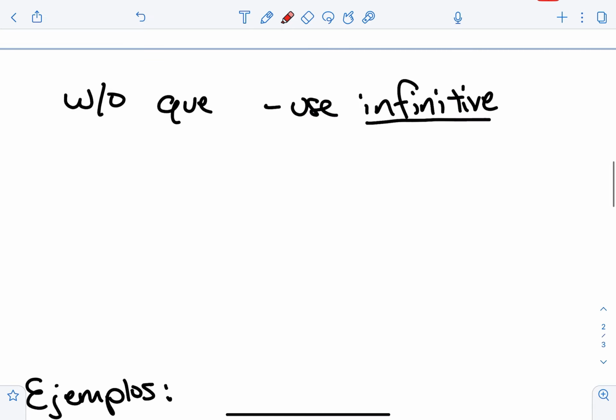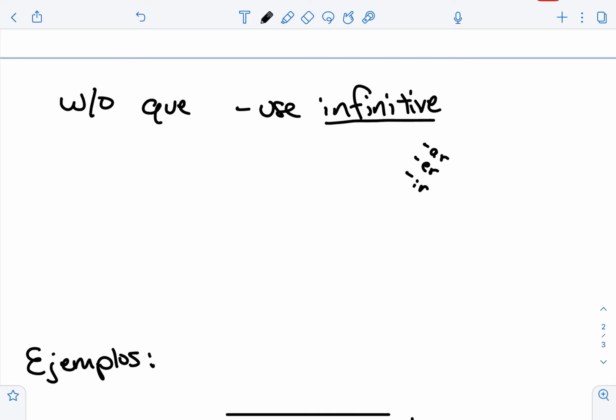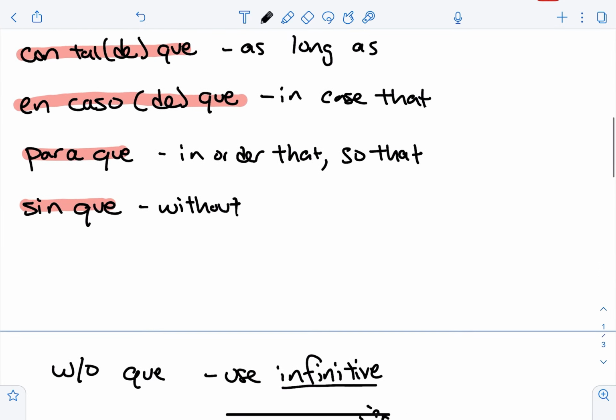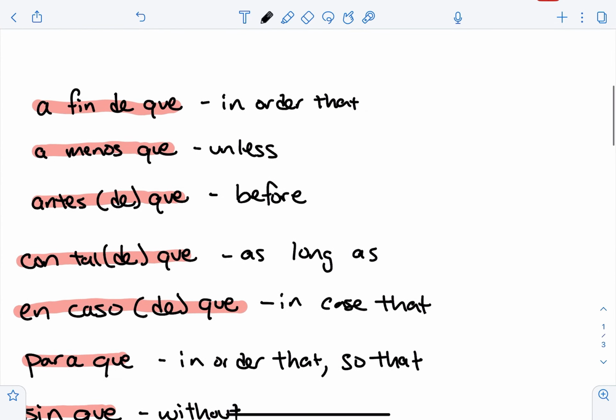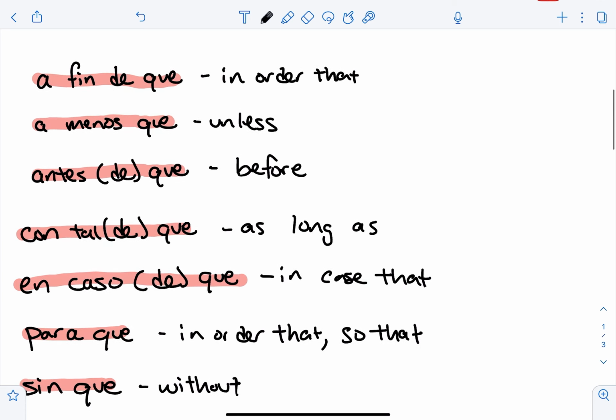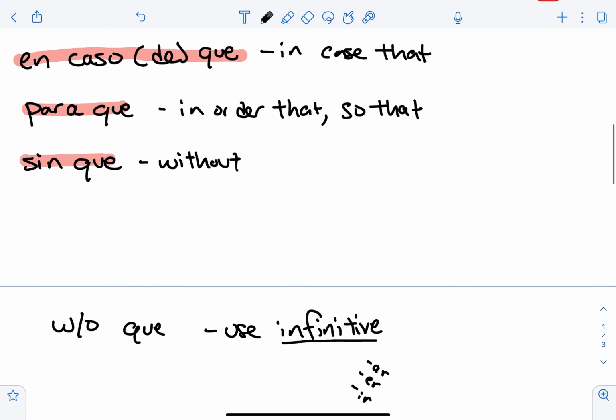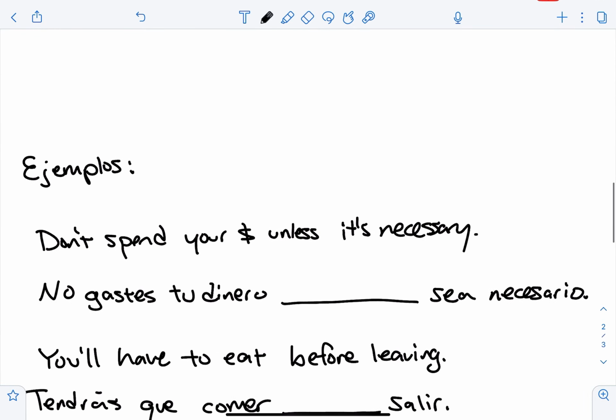If you take out the que, you're going to end up using the infinitive. What is the infinitive, you ask? I'm glad you asked. I know you just need a reminder. It's when verbs aren't conjugated. They still end in AR, ER, or IR, like correr, bailar, estudiar, vivir. So, if I have any of these conjunctions but the que is not there, I will just use the infinitive after. Let's look at some examples.